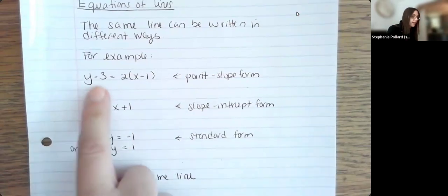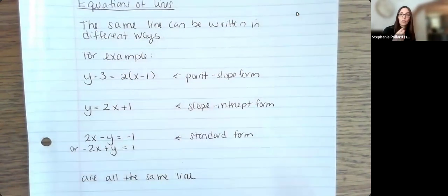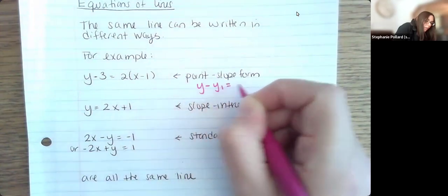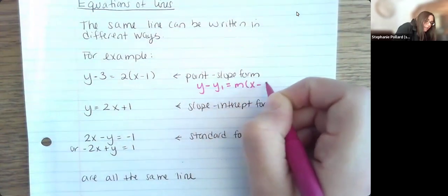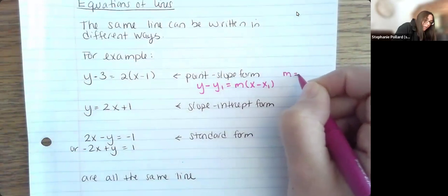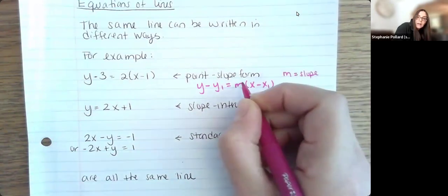The first example here is written in what's called point slope form. Now, the general form for point slope form looks like this. It's y minus y1 equals m times x minus x1. And the key thing here is that you have a few pieces, right? m is still your slope. So you see that right there.